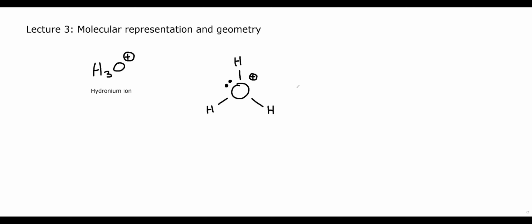If you didn't remember that, you would have to go back to the periodic table, look up oxygen, see that it has 6 electrons, and then compare it to how many electrons it does have. If it's positive, that means it only has 5 electrons, which means it's making 3 bonds with 1 lone pair.